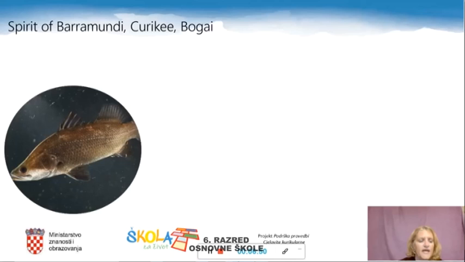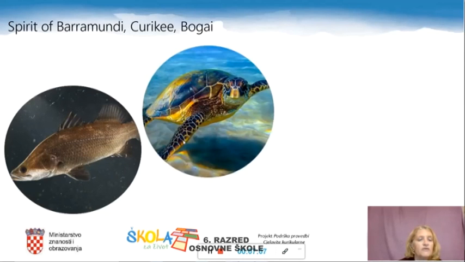Barramundi dreamed of waves and wet sand. But Barramundi did not understand the dream and wanted to dream only of the deep still water. So Barramundi passed the secret of dreaming to the spirit of the Curiki, which is the turtle. And Curiki came out of the waves onto the wet sand and began to dream.